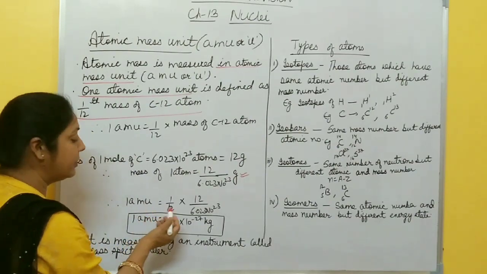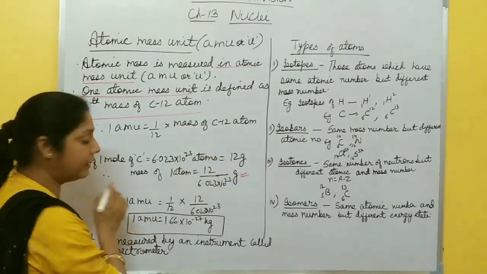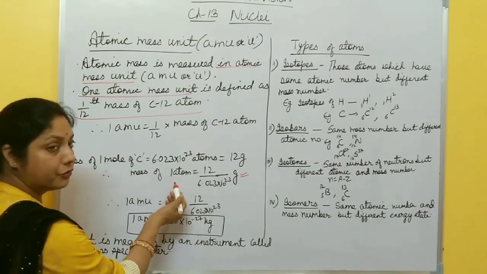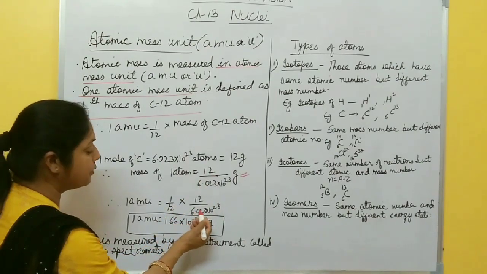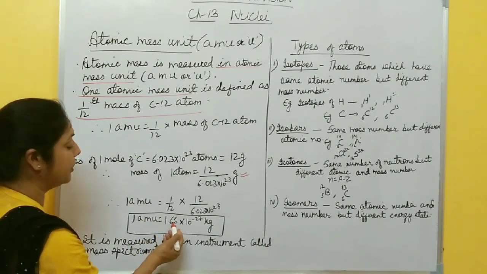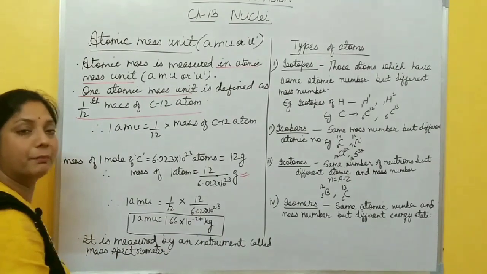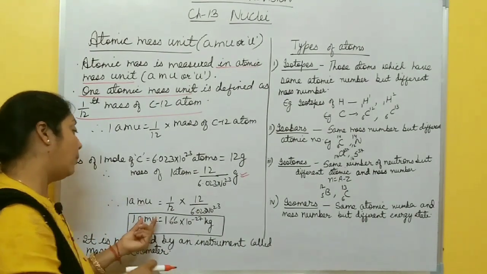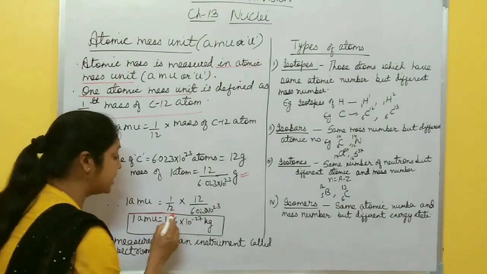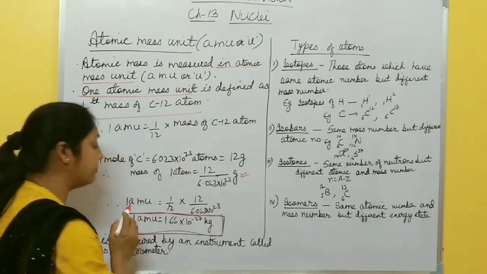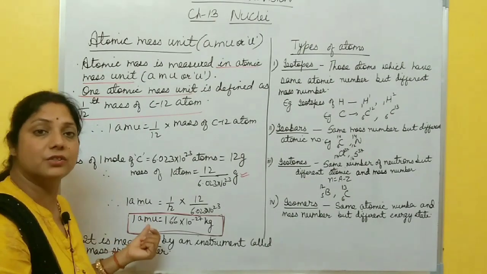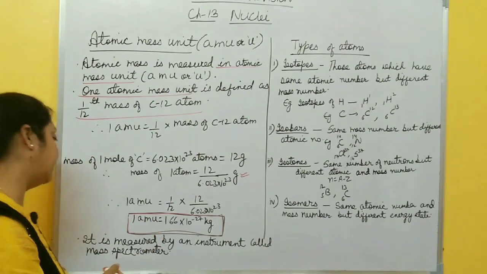And what is atomic mass unit? 1/12th of the mass of a carbon-12 atom. So you can write 1 AMU equals 1/12 into the mass of one carbon atom, 12 by 6.023 into 10 to the power 23, and this becomes 1 AMU equal to 1.66 into 10 to the power minus 27 kg. So 1 AMU is so small. The mass of the atom is very small, that's why it is measured in atomic mass unit.